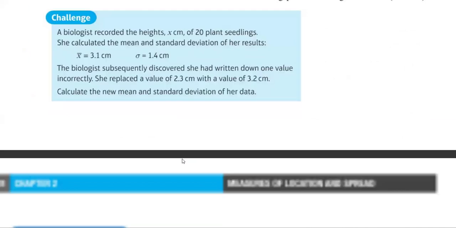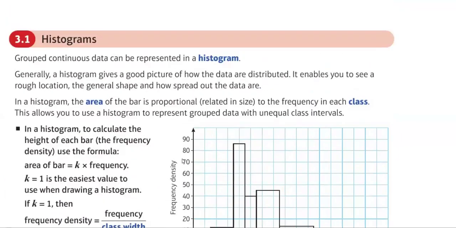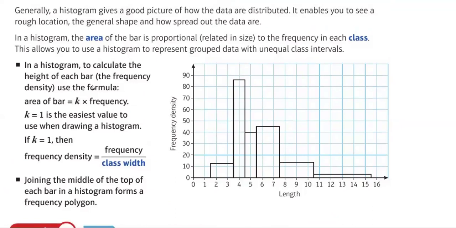Okay. Then this time histograms come in this lesson. Frequency density equals frequency over class width. This type of question you can do like this. This is the frequency density. This is the length. What is the total frequency for this bar?